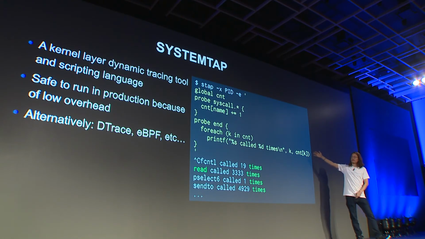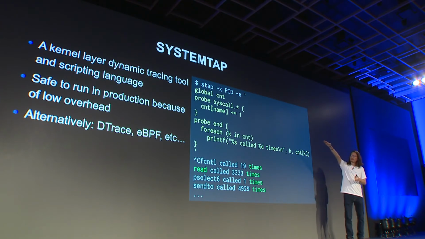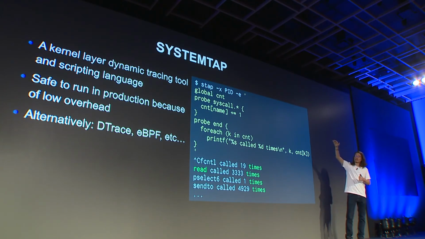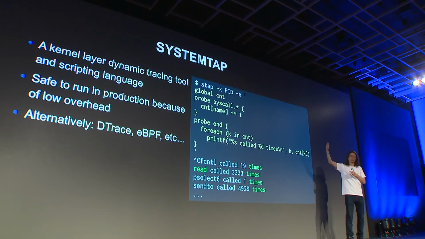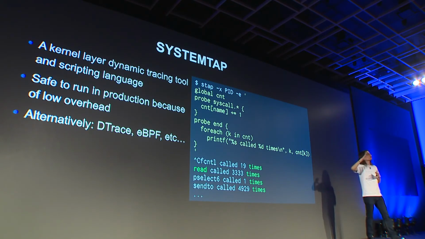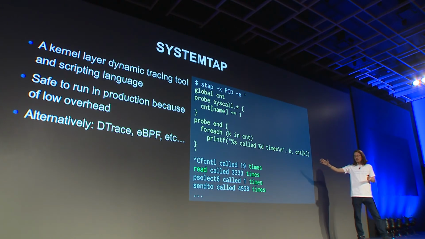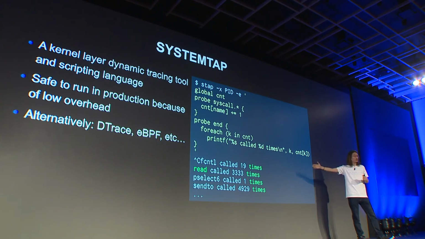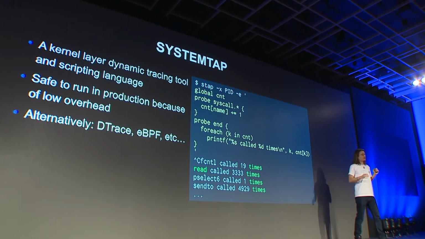As a simple example, what we can see on the right side is a script that counts system calls on one of the machines. On the second line, there's a declared global variable, cnt. In the block underneath, whenever the system call is called, we increment it. And in the very last block, we iterate over the cnt variable and print out the number of times it has been called. As you can see, we can clearly see the number of times the system call was called.